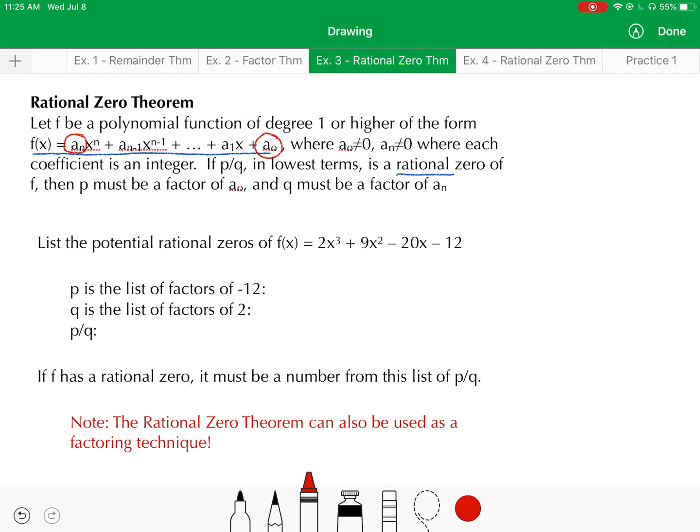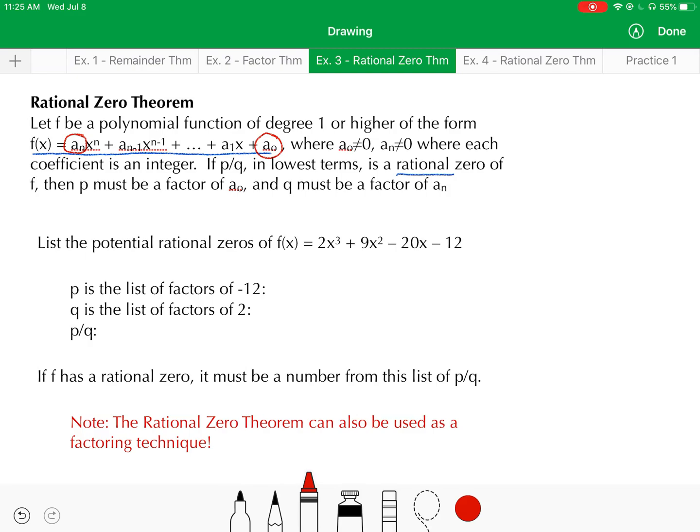And then that's where the remainder and the factor theorems come into play. If we can come up with a potential list of the zeros, then we can test them using our remainder and factor theorems to see if in fact they are actual zeros of the function. Also understand that while this is referred to as the rational zero theorem, it's also a factoring technique, okay? This is a way of being able to factor a function when you don't know of any other technique to work, okay?